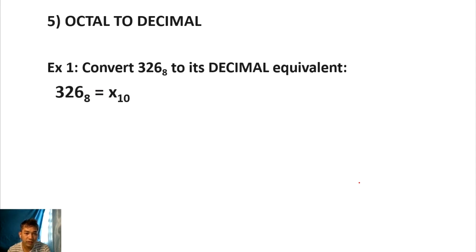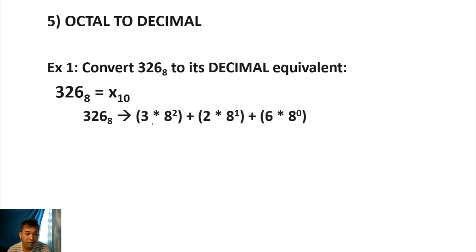How about from octal to decimal? So same process pa rin, but we have to multiply it by the weight of the octal in each position. So in this case, we have 3, 2, and saka 6. Ang position ng 6 is 0, position ng 2 is 1, position naman ng 3 is 3. So that is why ang 3 multiplied natin siya by 8.